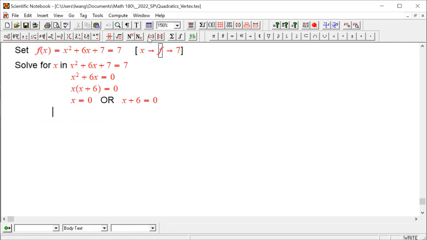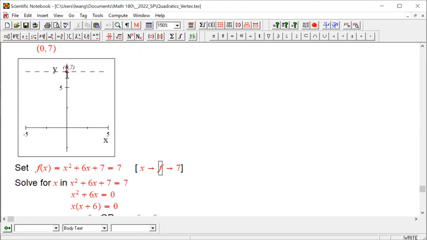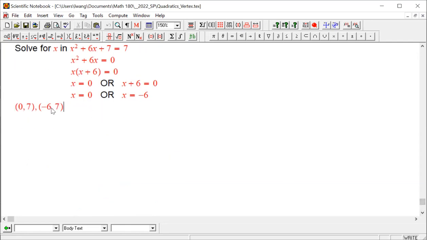So in the end, we get x equals 0 or x equals -6. Okay, so now we found the points. These 2 points are, right? One is 0, 7, the output is 7, and the other point is -6, 7. You see, we already have 0, 7. So the other point is -6, 7.